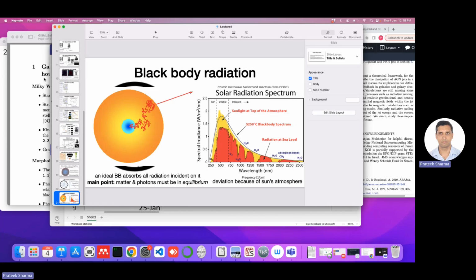No. When we say matter and radiation are in equilibrium, you have to have absorption and emission happening all the time, constantly. This just shows scattering. But that's why I'm saying this is a highly simplified way of looking at it. You have to have emission and absorption; both are necessary for you to establish black body radiation.